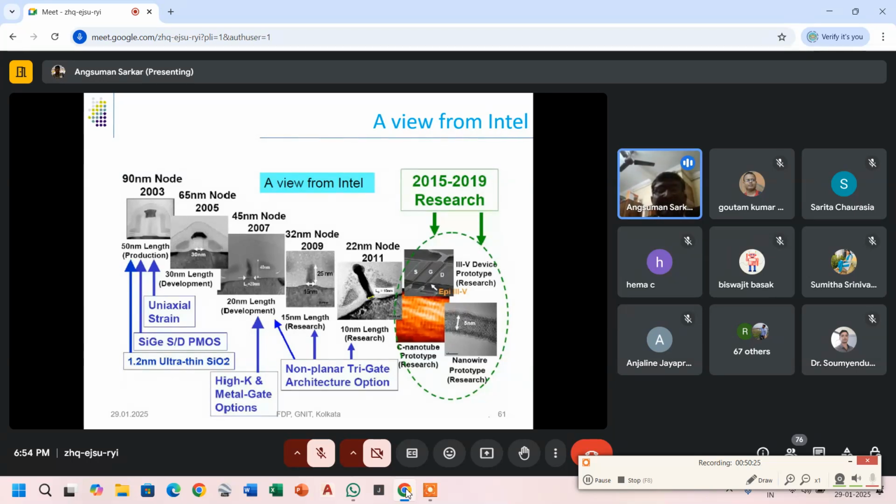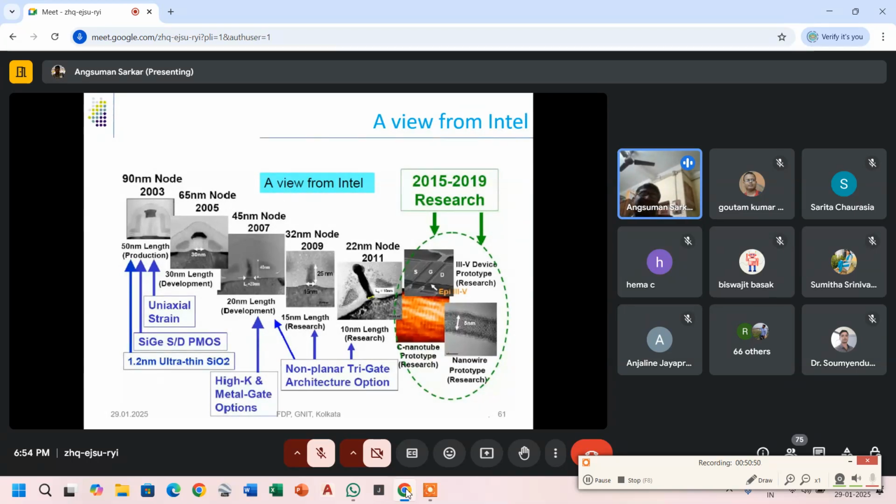Then in 2009, Intel moved to non-planar. Up to 2007 it was planar technology, but from 2009 it is non-planar technology. So they introduced the non-planar tri-gate architecture. And the 22 nanometer node in 2011 brought FinFET technology. And maybe from 2015 to 2019, they considered various technologies like carbon nanotube transistor, III-V devices, nanowire, etc.